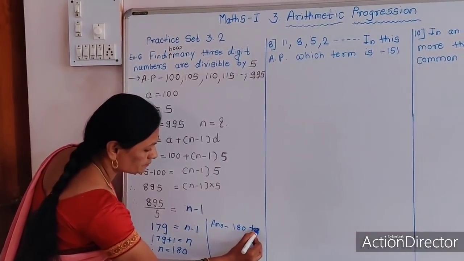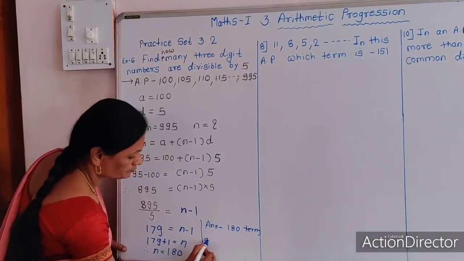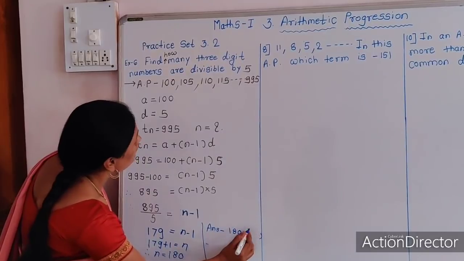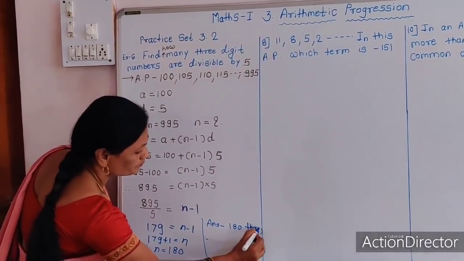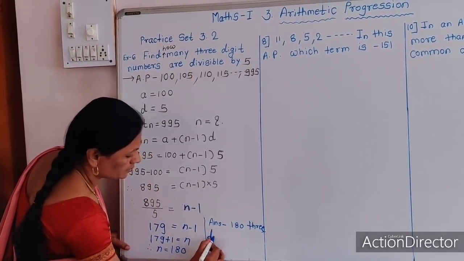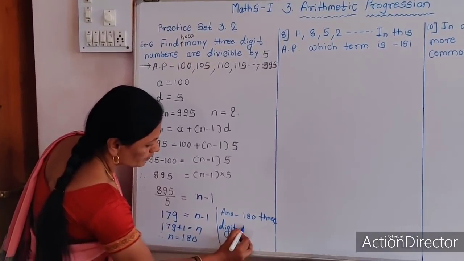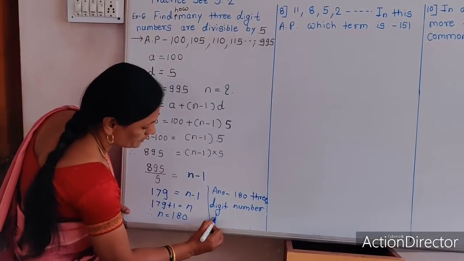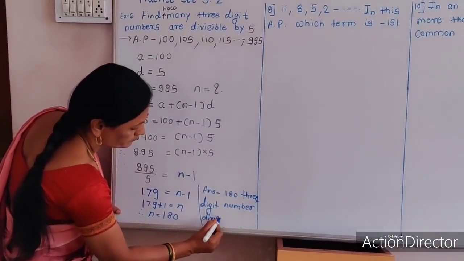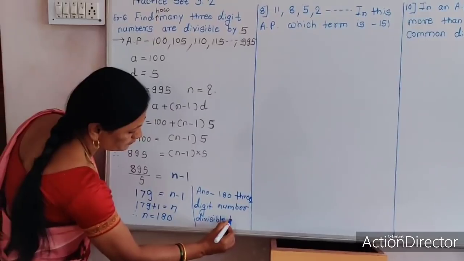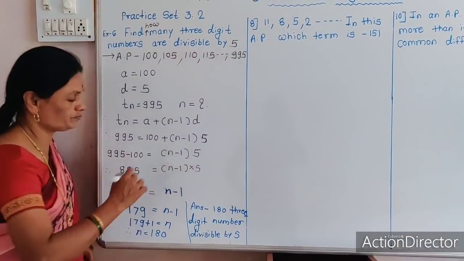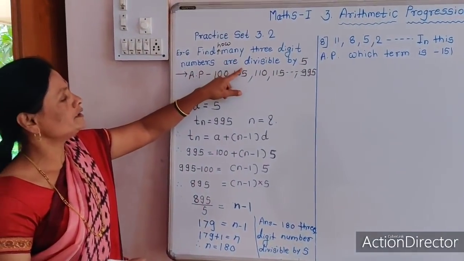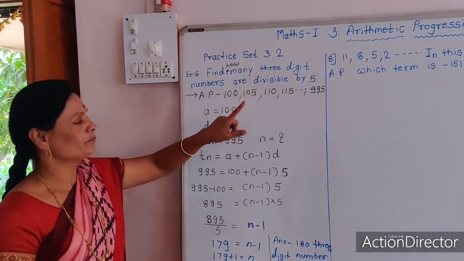180 3-digit numbers divisible by 5. In this example, we have to calculate how many 3-digit numbers are divisible by 5.